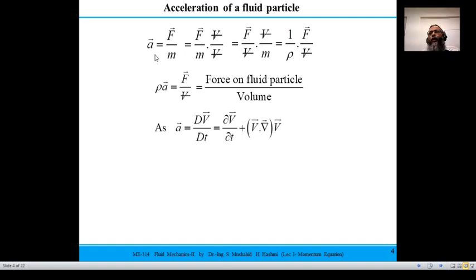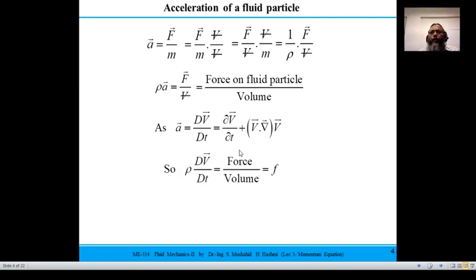As we already know, acceleration we can write in terms of a material derivative, and acceleration has two components, a local component and a convective component. This is the instantaneous part of the rate of change of velocity, and this is due to the change of position, how the velocity change is responsible for this acceleration.